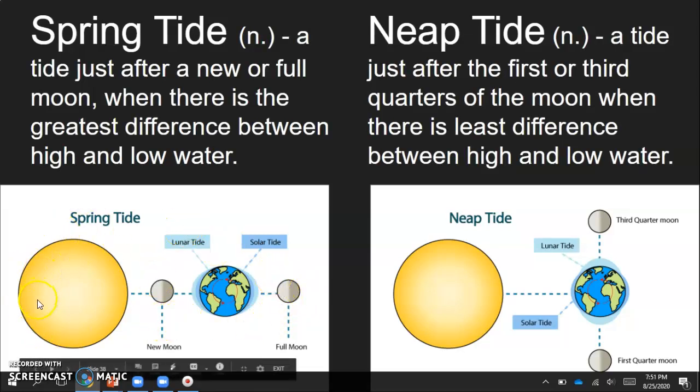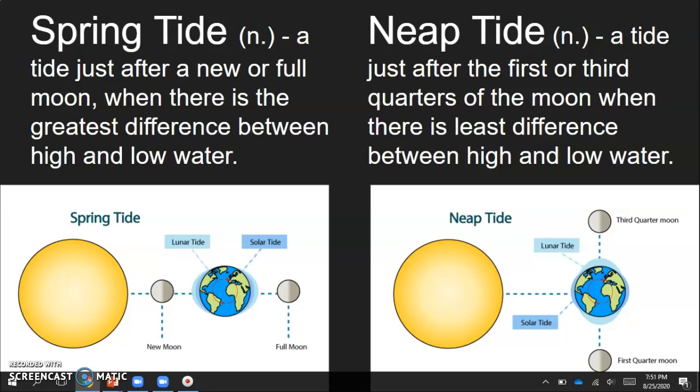So when this happens, the gravitational pull of the moon and the sun working on the earth will create higher high tides and also lower low tides. So during a spring tide, you will see higher high tides and lower low tides because of the increased gravitational pull that's working on the earth.